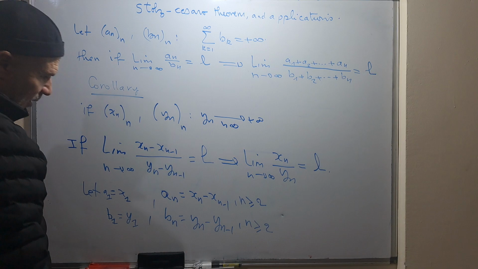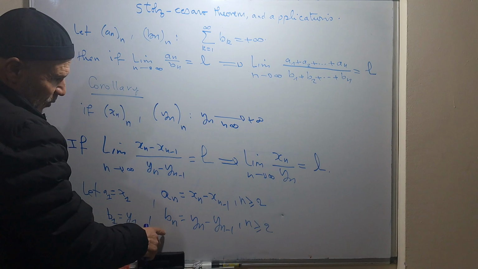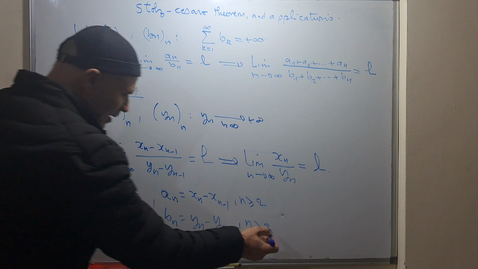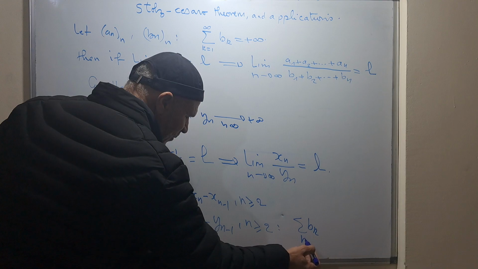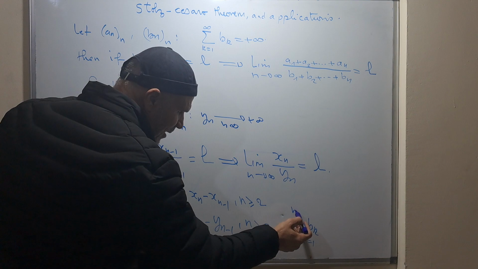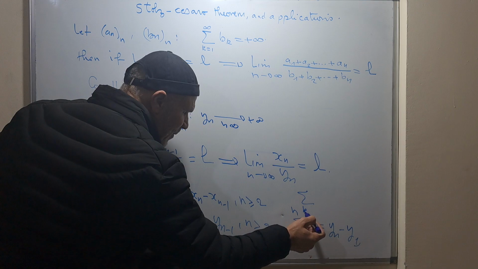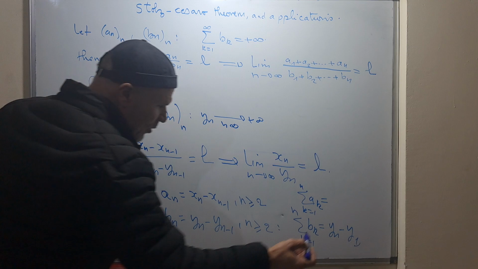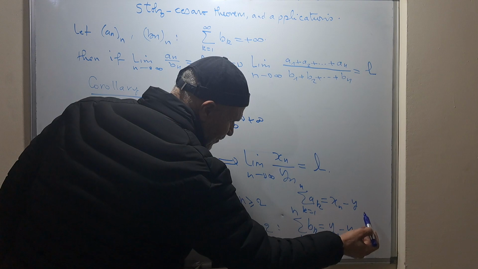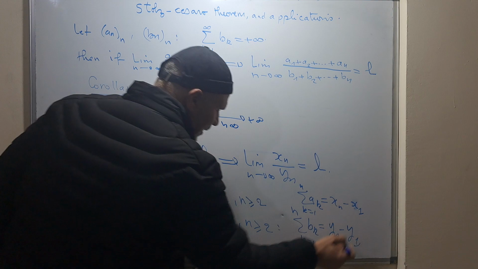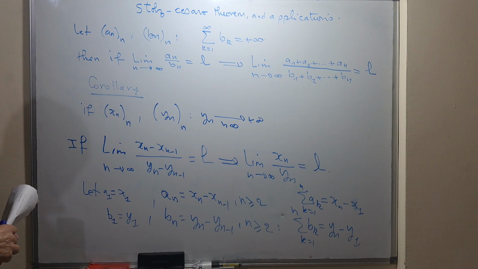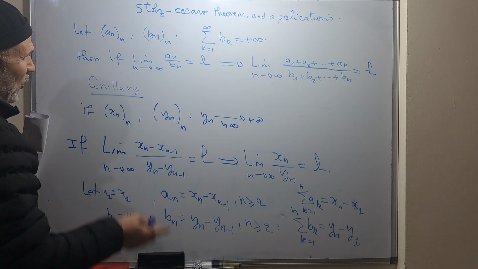If we replace, the sum of bk from k equal 1 until n is equal to un minus u1, and the sum from k equal 1 to n of ak is equal to xn minus x1. So all is clear. We have an divided by bn tends to l.